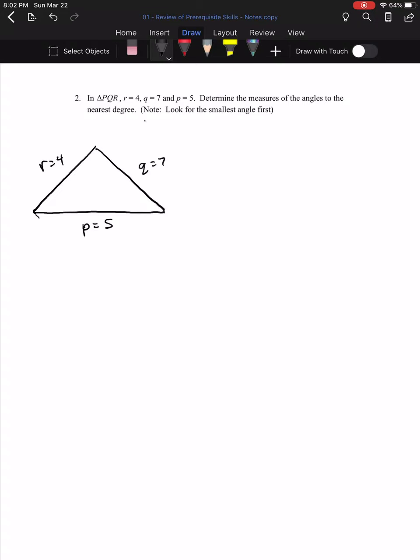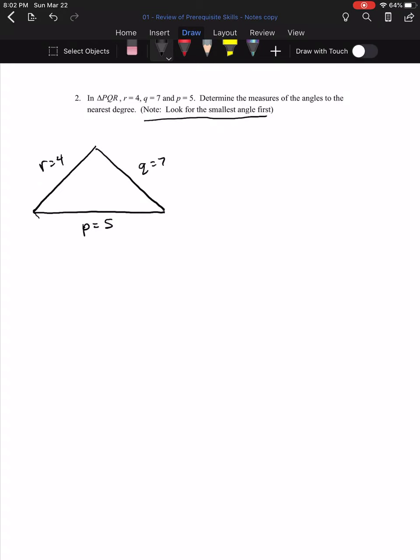Now look, it says look for the smallest angle first. There's one little thing that can come up in sine law and cosine law, this whole ambiguous case thing. And it comes from the CAST rule, and it comes from the SSA case, side-side-angle. You can walk yourself into trouble pretty easily if you're not careful with these questions.